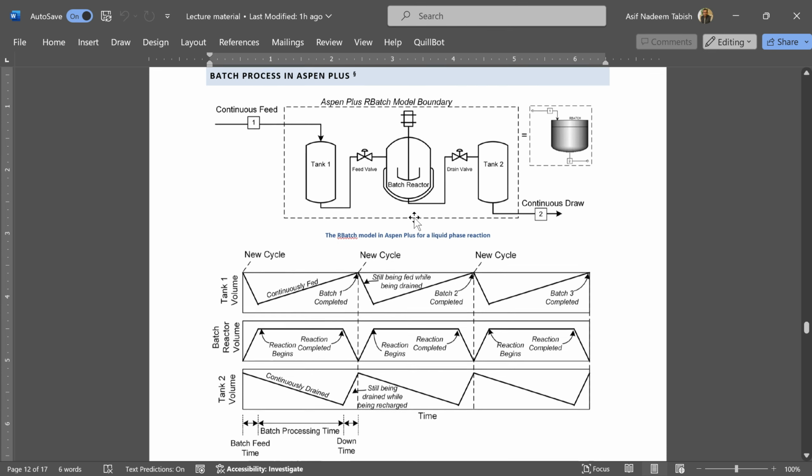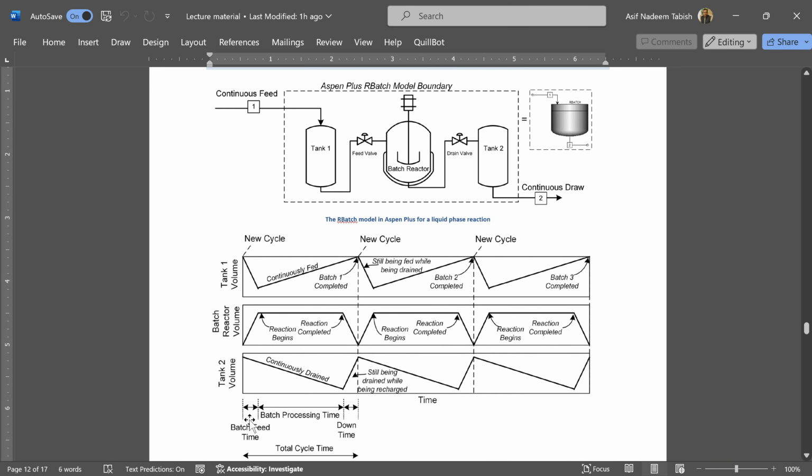To further understand the operation of a batch reactor, let's consider the following 3 terms. The first one is the batch feed time. This is the time required to transfer the feed material from tank 1 to the reactor. Then there is the batch processing time. That is the actual time required to convert the reactants into the products. And then there is the downtime. That is the time required to discharge the products from the batch reactor to the powder tank. The sum of these 3 time requirements makes a complete cycle. One cycle can be considered equivalent to the residence time or the holding time in the steady-state reactors.